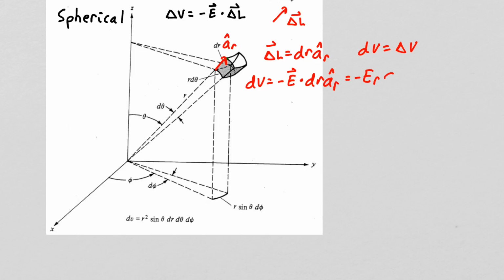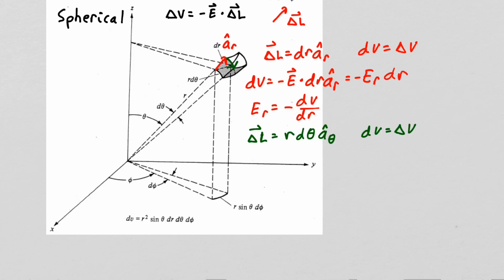We now adjust the voltage probe to be of length r d theta in the theta direction. The drop across it will be dV. So again, make our substitutions for delta V and delta L. We'll have the dot product between the electric field intensity and the unit vector in the theta direction, which will just give us the theta component of the electric field intensity. So we can solve for E sub theta. It is equal to minus 1 over r dV d theta.